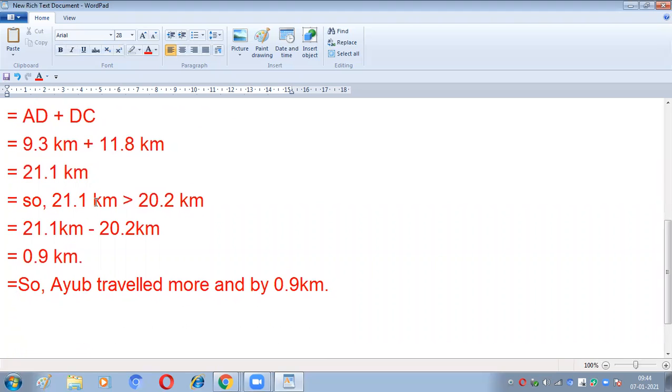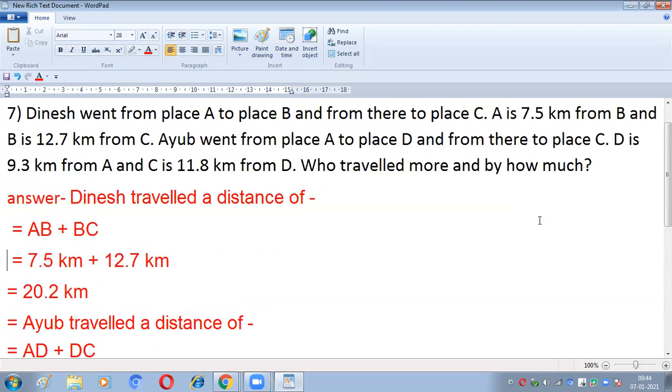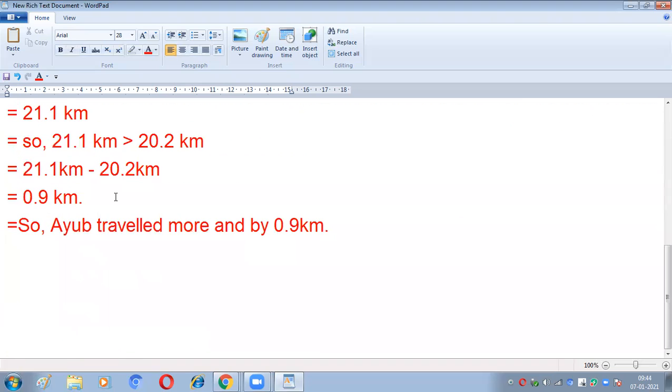So 21.1 kilometer is more than 20.2 kilometer. Now here it is asked, and by how much. We also have to find how much more he traveled. So 21.1 kilometer minus 20.2 kilometer is equal to 0.9 kilometer. So as you all know, Ayub traveled more than Dinesh by 0.9 kilometers.